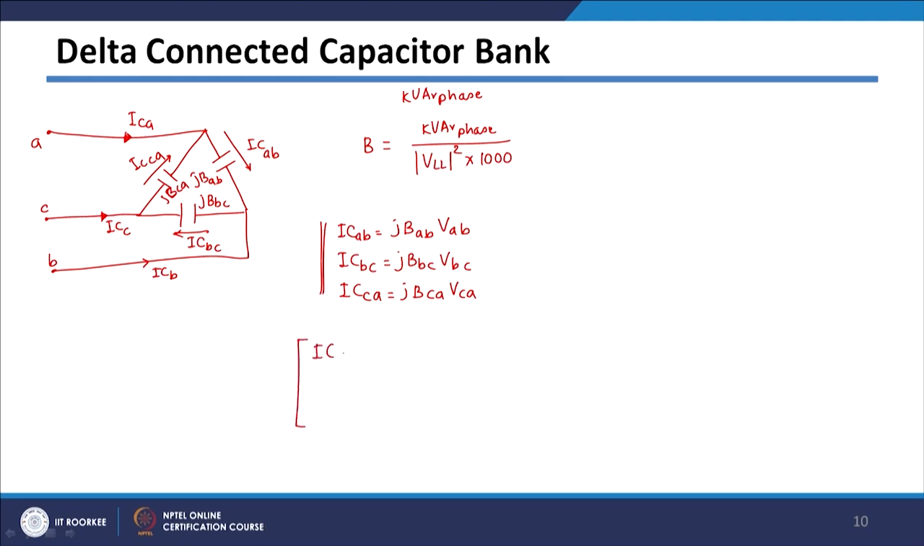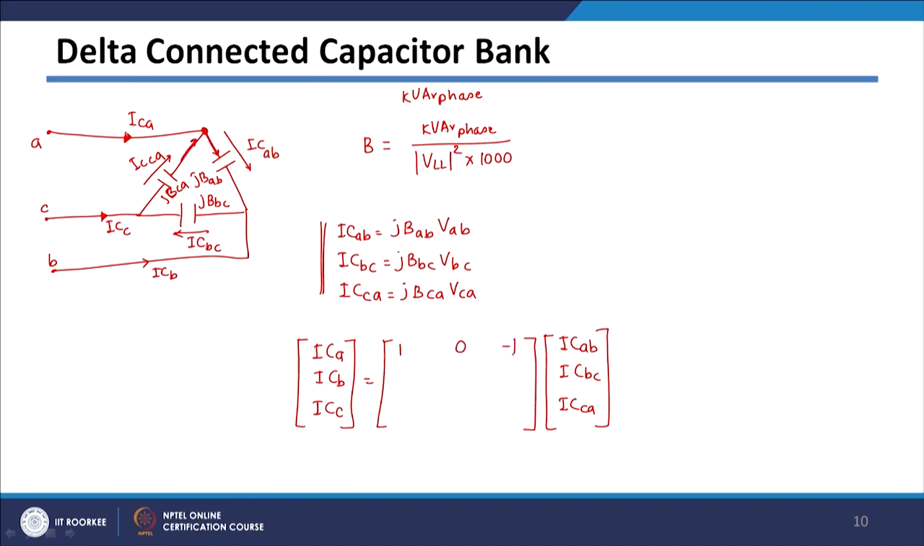So, line currents ICA, ICB, ICC will be equal to some matrix multiplied by your currents ICAB, ICBC and ICCA. If you apply KCL at this junction, ICAB will be equal to this current flowing in, minus this current. So, it will be 1, 0, minus 1.